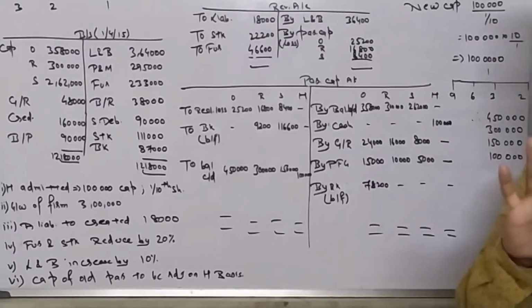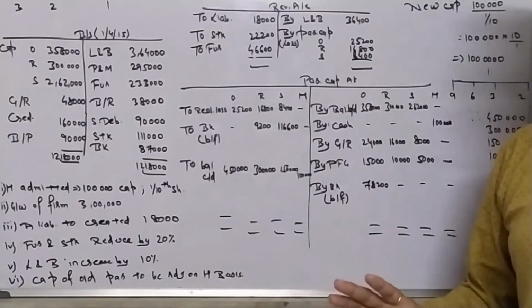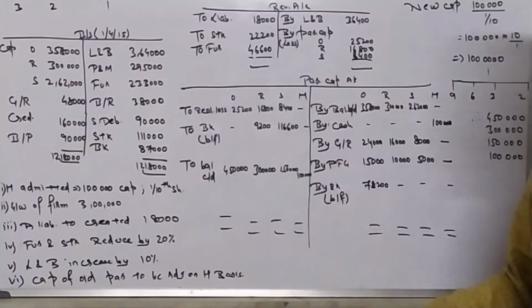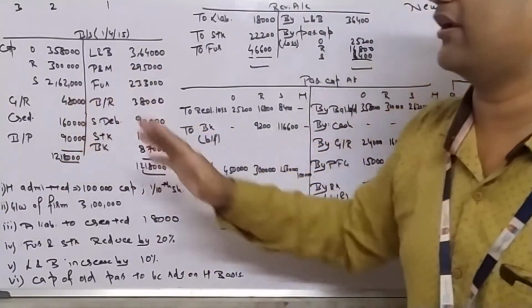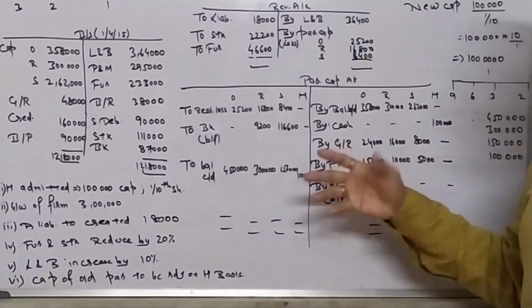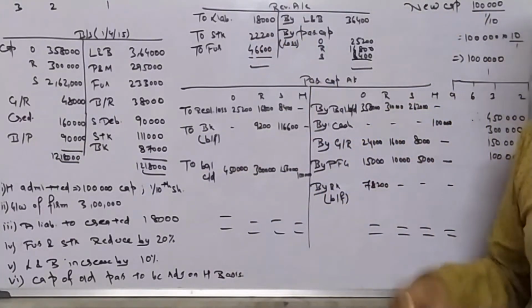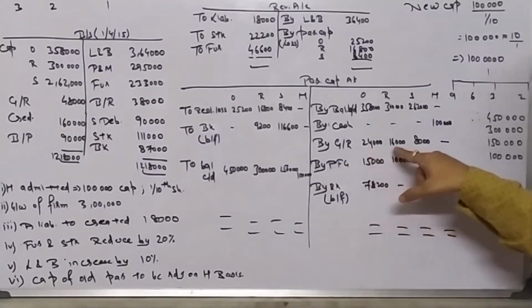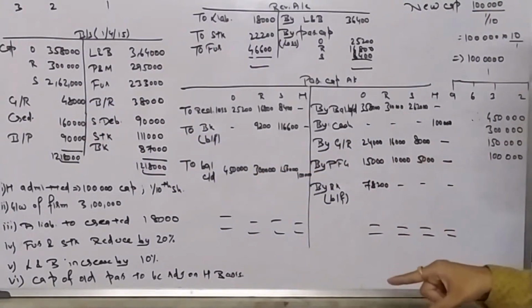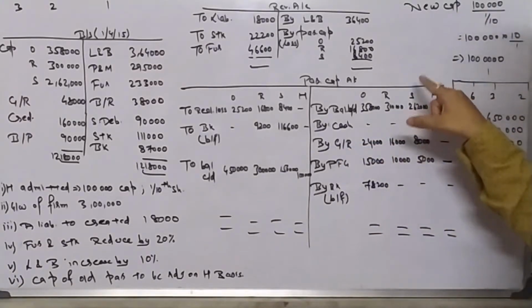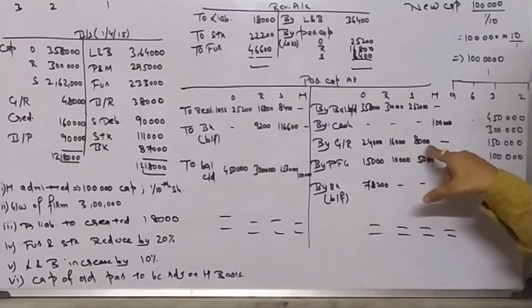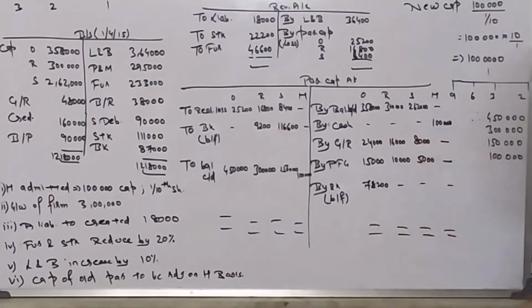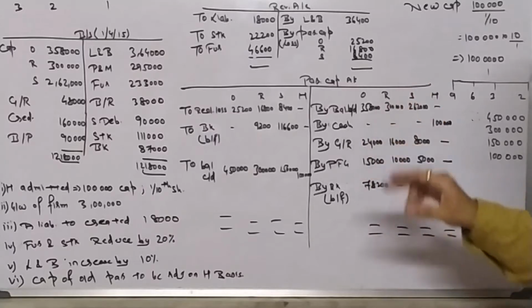Now all reserves are to be written off. Reserve and PL write off, the fourth item. Only one reserve is there, that is general reserve 48,000. What will be the entry? General reserve account debit to partners capital. So I have written by general reserve in all the partners capital, increasing their profit, on the credit side: 24,000, 16,000, 8,000. So premium done, goodwill done.